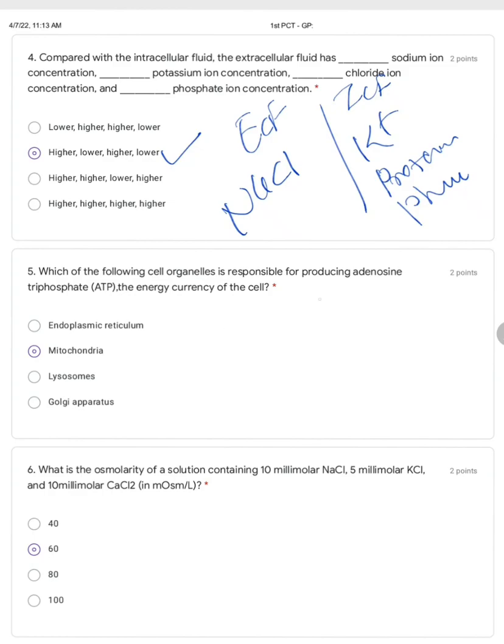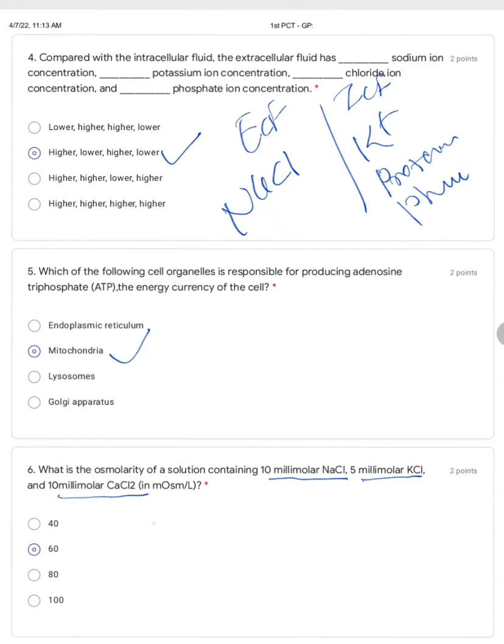Question number 5 is about the energy. So ATP is produced from the mitochondria. Here this is a little bit tricky question again. So how to solve such type of questions? So here the 10 millimolar solution is sodium chloride, 5 millimolar potassium chloride and 10 millimolar CaCl2. So you have to calculate the total osmolarity of the given solution.